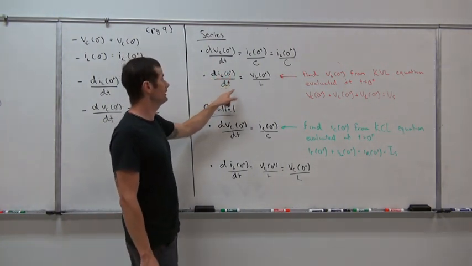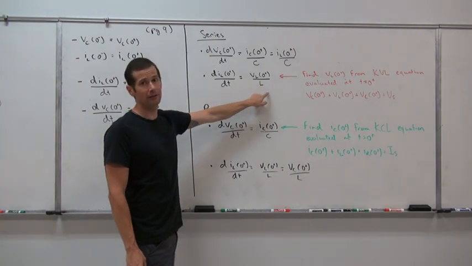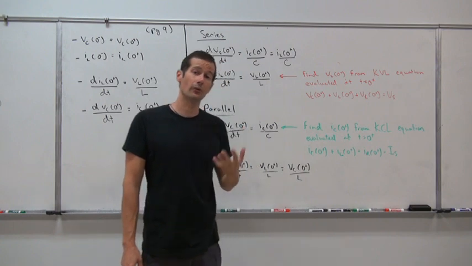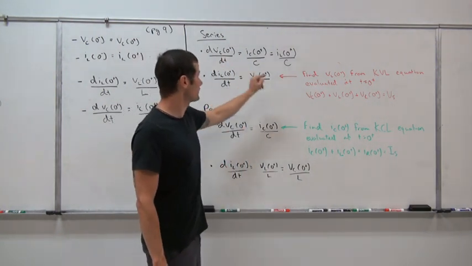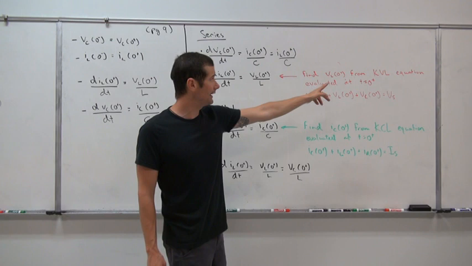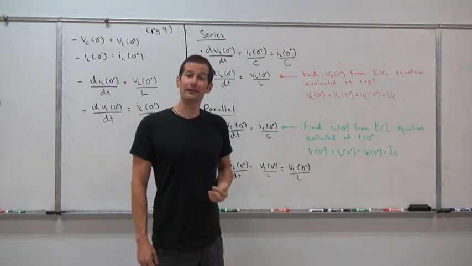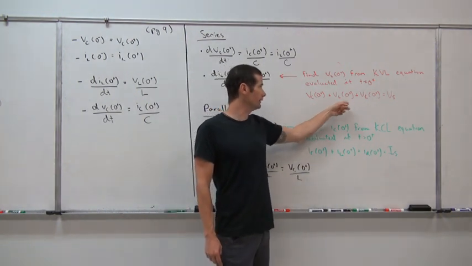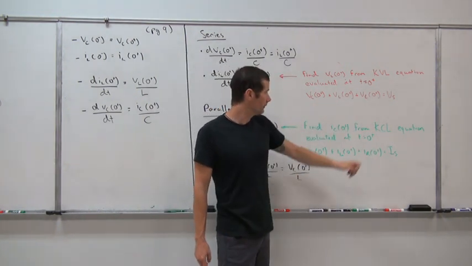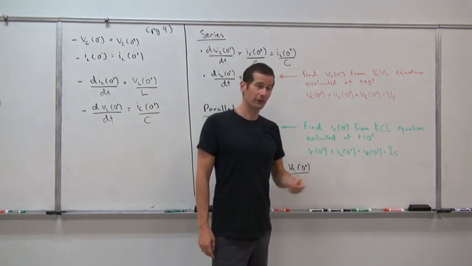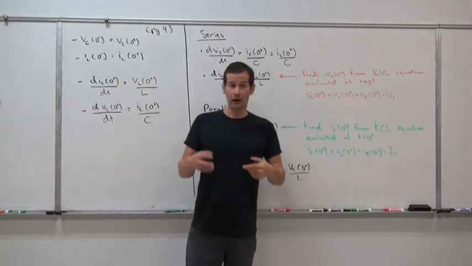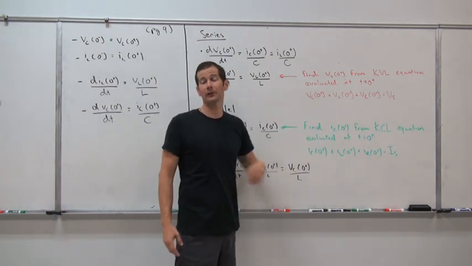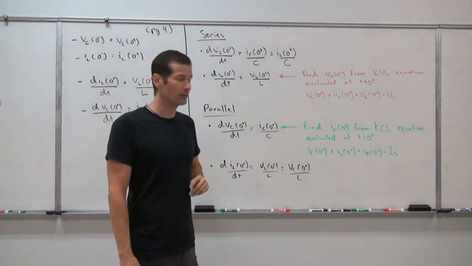dIL of 0 plus over dt is VL of 0 plus divided by L. Well, VL of 0 plus can instantaneously change, and in order for us to find that for series elements, we have to look at the KVL equation and evaluate that at t equals 0 plus. So Vc of 0 plus, VL of 0 plus, VR of 0 plus, and that's equal to Vs. So just a quick evaluation of the KVL equation will render us a form of VL of 0 plus that we can utilize within our differential equation analysis.